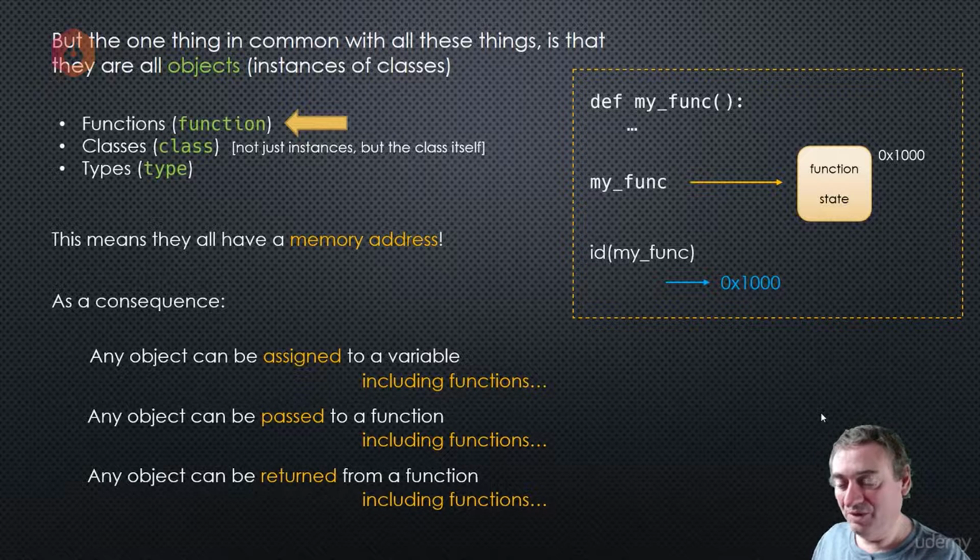Right? You can reference them, you can assign them to a variable, you can reference them however you want, which means you can pass them into functions, you can get them as a return from a function, right? And this really makes Python very powerful.